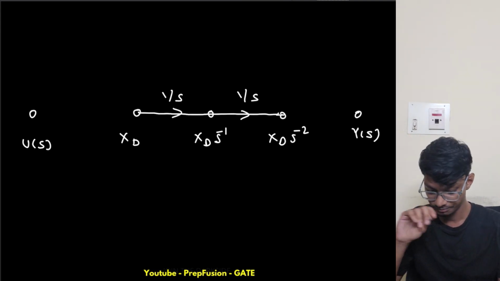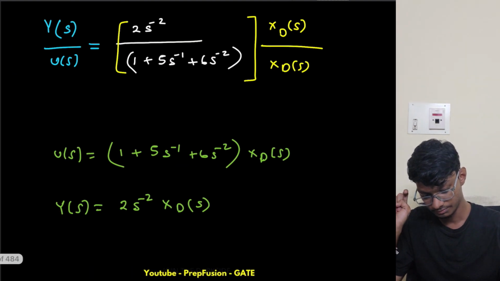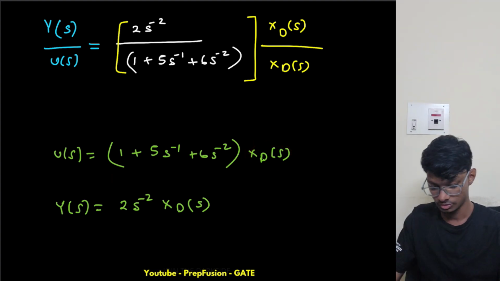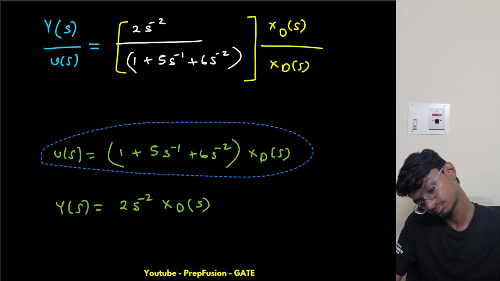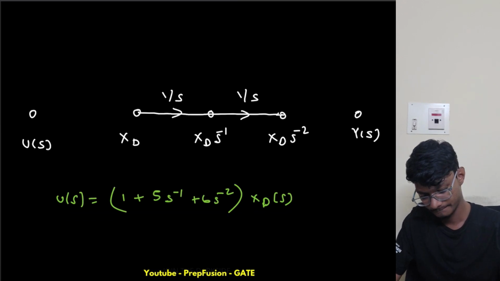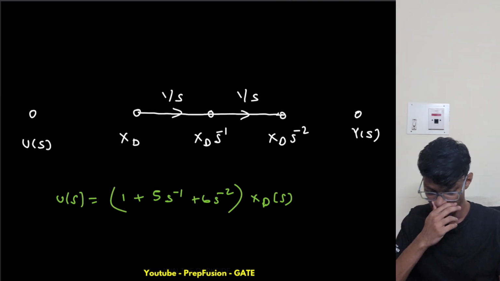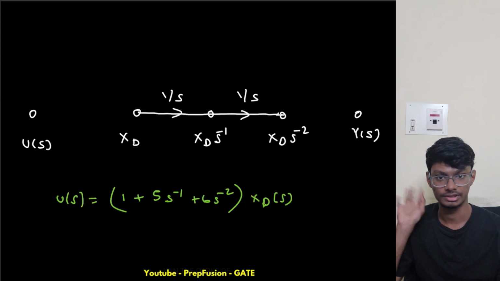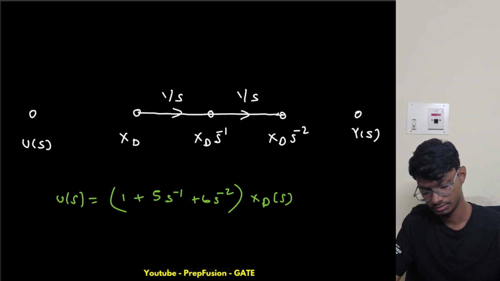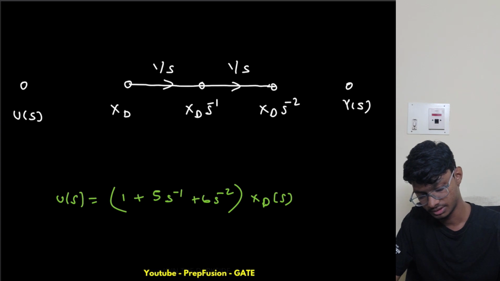Now, as u of s is the denominator, I will write xd of s in terms of all these things, so let me copy this. What do I need? I need xd of s in terms of other variables, right? Here I need xd of s in terms of other variables, so I will expand this. Step 3, state diagram.